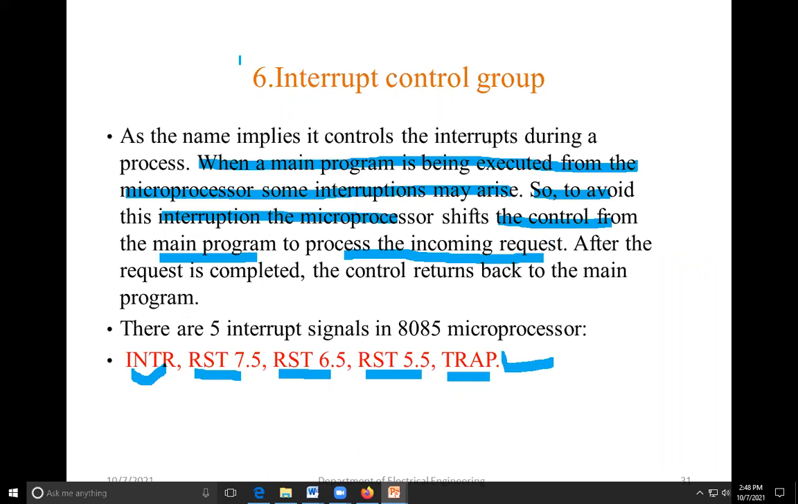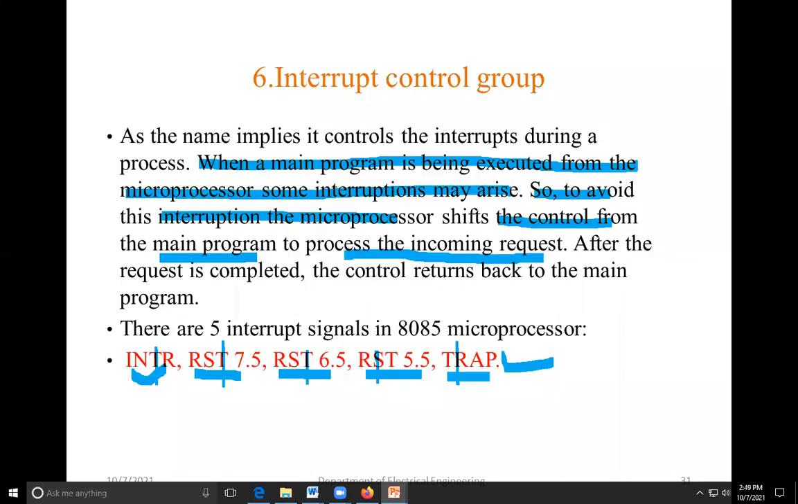So how many interrupts are there? There are four interrupts and the interrupt request, and another point is the interrupt acknowledge. These are the interrupts. Now the priority of the interrupts. First you give the trap interrupt, which is non-maskable. After that interrupts 7.5, 6.5, 5.5, and lastly the interrupt request. The interrupt request is given from outside to the 8085.